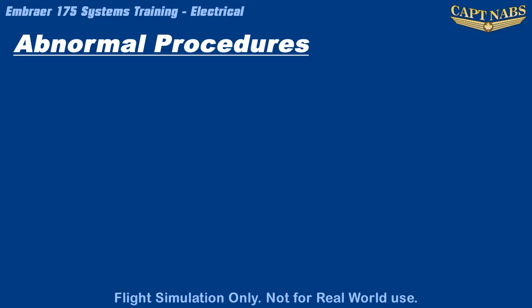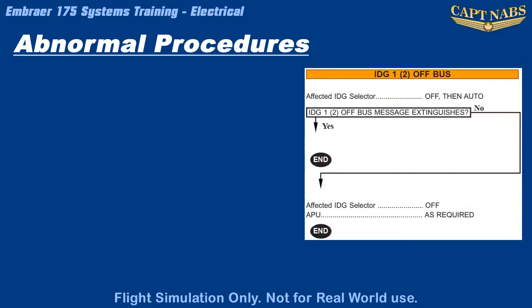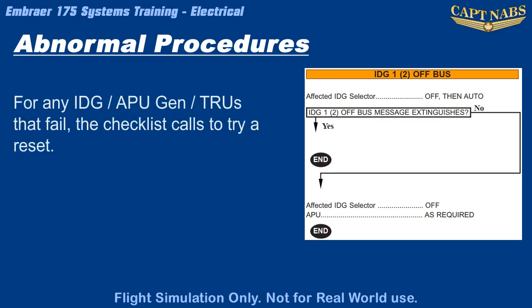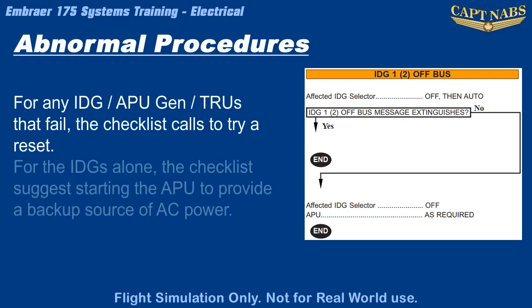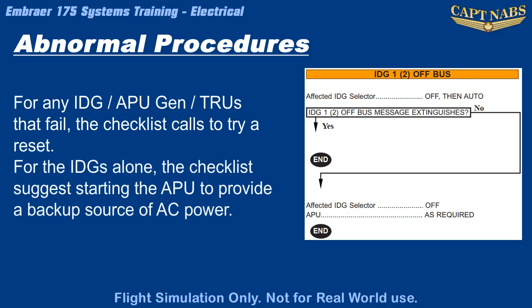If the IDGs, TRUs, or APU Gen are off, almost all the checklists call for the failed component to be turned off and on again. If this reset is unsuccessful, then the failed component should be turned back off. In the case of an IDG failure, starting the APU should be considered to bring a new power source online. Also, note that the essential TRU should not be reset off and on, but simply turned off.